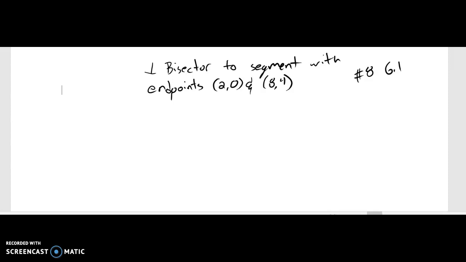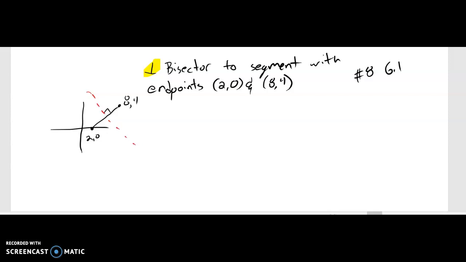We want to find a perpendicular bisector that goes through the segment with the endpoints of (2, 0) and (8, 4). So if I have a grid, and right here is (2, 0), and out here is (8, 4), and I have that segment, I am really looking for the line that is going like this. So we know a couple things from that. First off, we know we want it to be perpendicular.